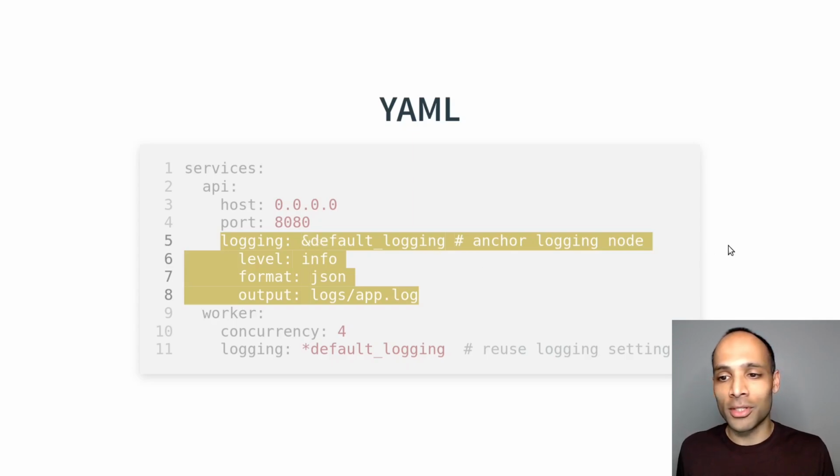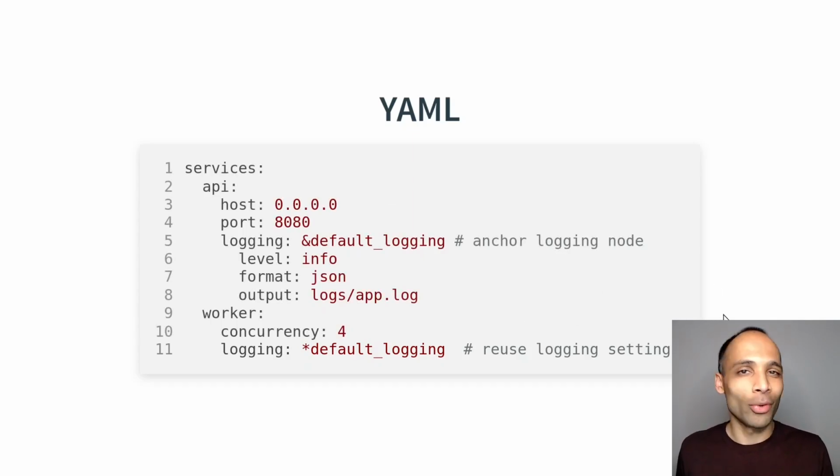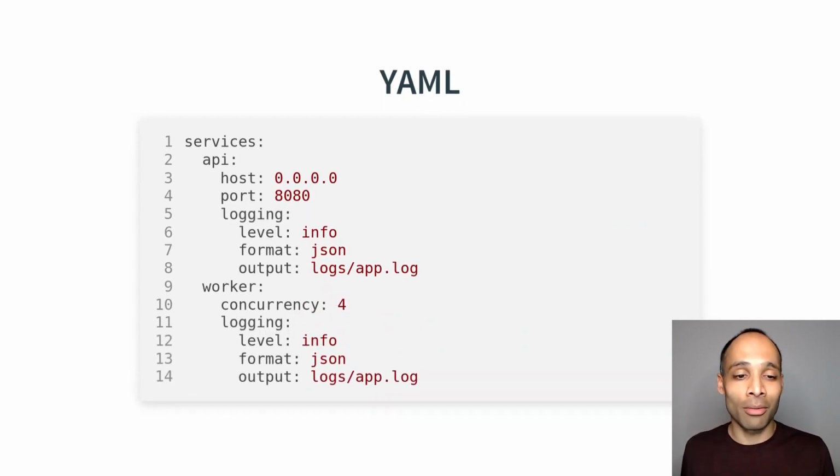Later on, we can see that when we want to use this logging again, we are referencing it by its alias default logging with the star operator. And what this tells the parser is that when we get to this logging key, we want to import everything that we have in default logging. Effectively then, as humans, we see this in our YAML config file. We don't have any repetition. But then when the YAML parser comes and interprets this, the machine or the app code will see something that looks like this. So we get the best of both worlds.